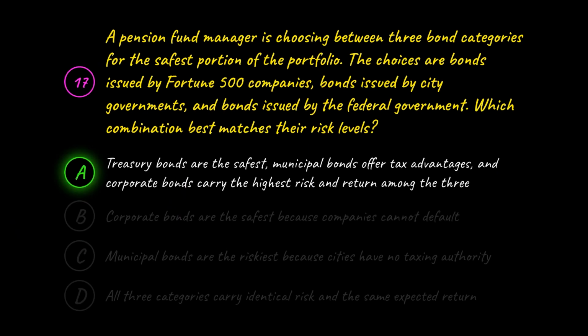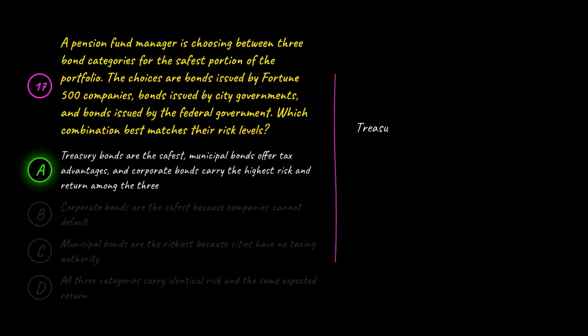The correct answer is A. Treasury bonds are the safest. Municipal bonds offer tax advantages, and corporate bonds carry the highest risk and return among the three. A is correct because Treasury bonds are backed by the US government and are considered the safest.